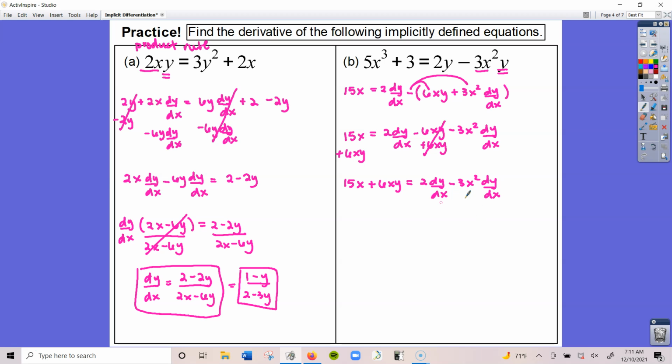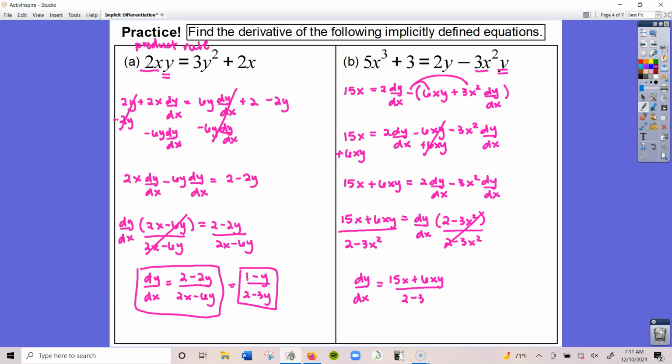Now I can factor out that dy/dx, which would give me, in parentheses, 2 minus 3x squared. And finally, we would divide by the 2 minus 3x squared. So my derivative, dy/dx, is going to equal 15x plus 6xy over 2 minus 3x squared.